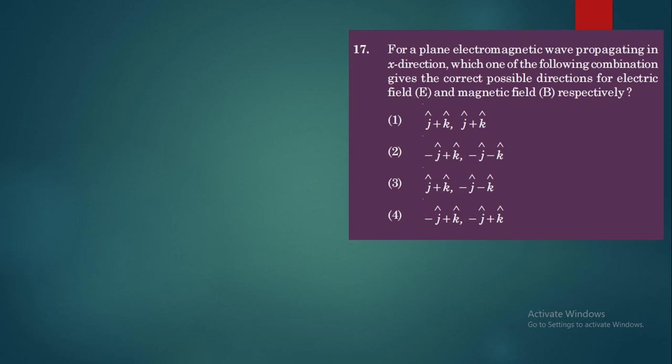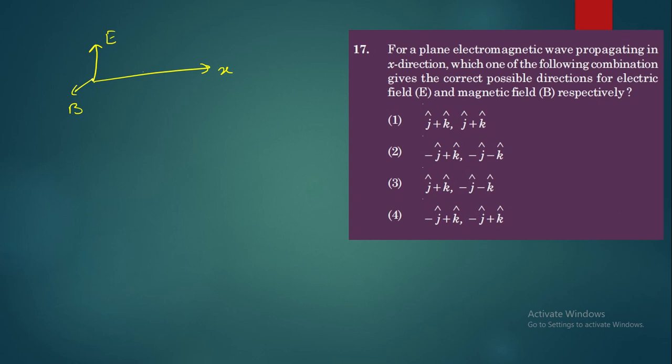This question says that a plane electromagnetic wave is propagating in the x direction. Which of the following combinations will give the correct possible directions of electric and magnetic field? First of all, what is an electromagnetic wave? Electromagnetic waves are the mutually perpendicular vibration of electric and magnetic field. Let's say this is my electric field, this is my magnetic field, and this is the direction of propagation.